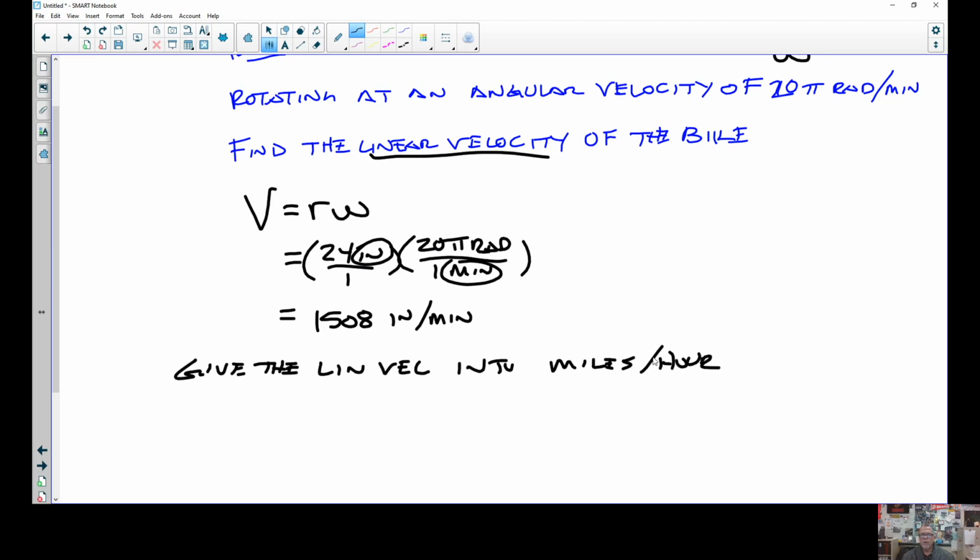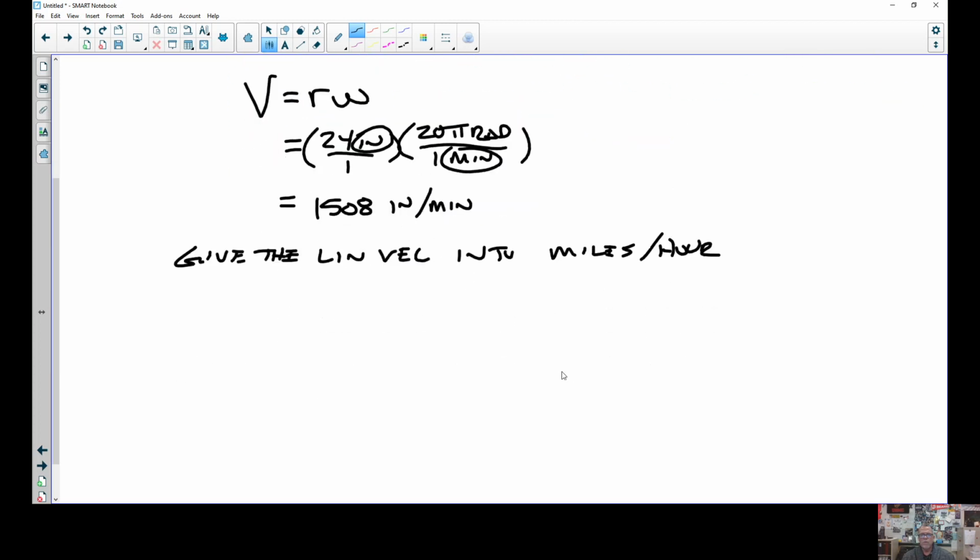So if we want to change this to miles per hour, what do we have to do? Well, let's look at what we have. We're going to just do a dimensional analysis now. And you could have done this if they'd asked this right from the get-go. You could have probably done it right off the bat, changing like that 24 inches into 2 feet or that kind of thing. But let's just do this the way we have it with what we've got.